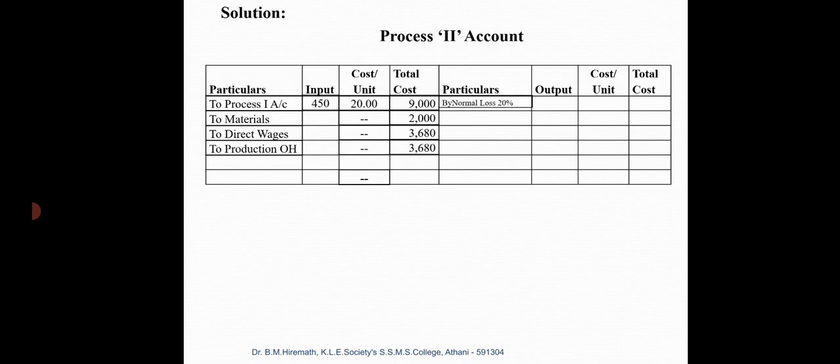Then let us go for calculation of the normal loss. In process 2, the normal loss is 20% of the input. Input is 450 units in process 2. So 20% of 450 units is equal to 90 units. Then scrap of process 2 is sold at rupees 4 per unit. So 90 units into rupees 4 is equal to 360 rupees.